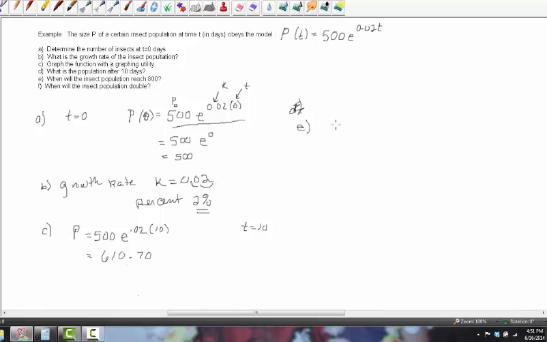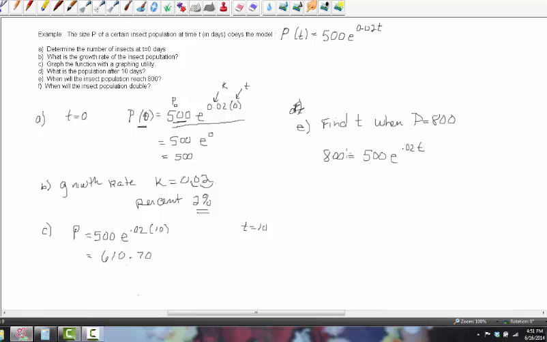Okay, when will the insect population reach 800? So this is saying when. So I'm looking for T in this case. So find T when P is equal to 800. So I want to know how long it will take for the population to go from 500 to 800. So I'll put 800 is equal to 500 times e to the 0.02t, and in this case t is what I'm looking for.